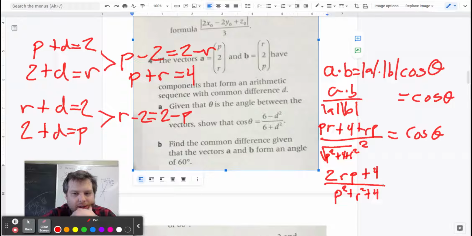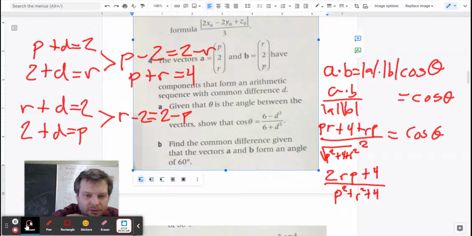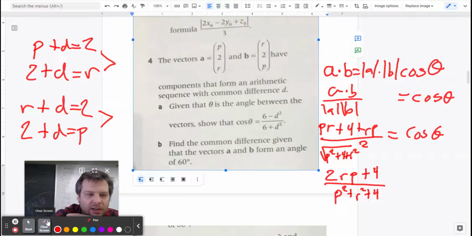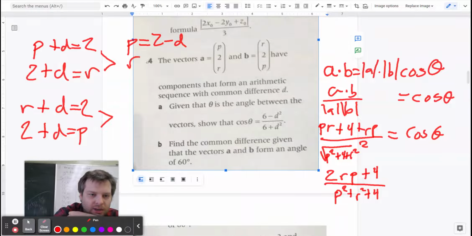Okay. And we want to get everything in terms of D. I don't know that my earlier subtractions were extremely helpful, because we don't really want to get it in terms of P and R. We want to get it in terms of D. So I'm going to get rid of this. Goodbye. So I guess what we'll do instead is rewrite everything in terms of D. So P equals 2 minus D. R equals D plus 2.